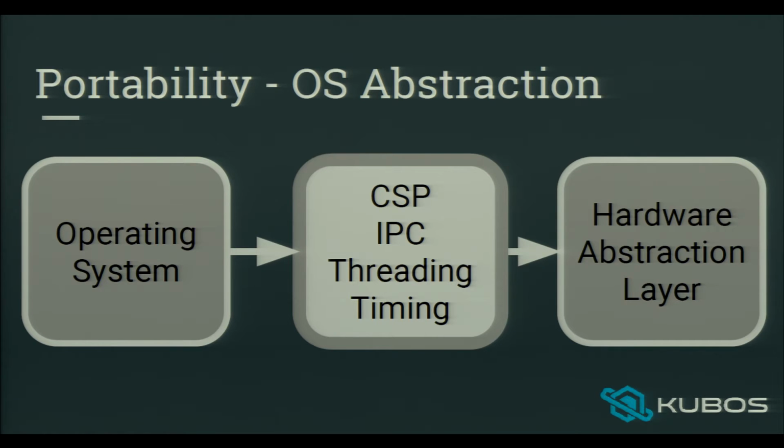So next we have the OS abstraction layer. The idea here is that we want to take things like inter-process communication, threading, and timing, and abstract them away a little bit so that whether you're running on the RTOS or running on Linux, they look and feel the same.